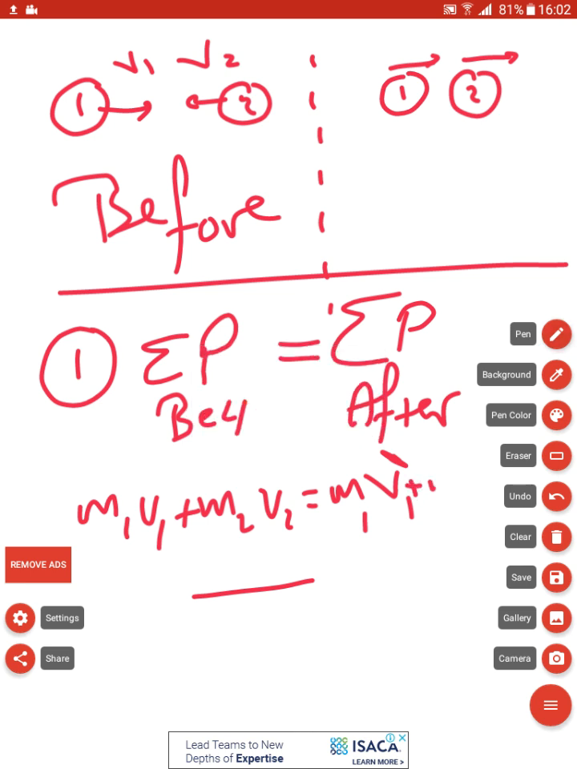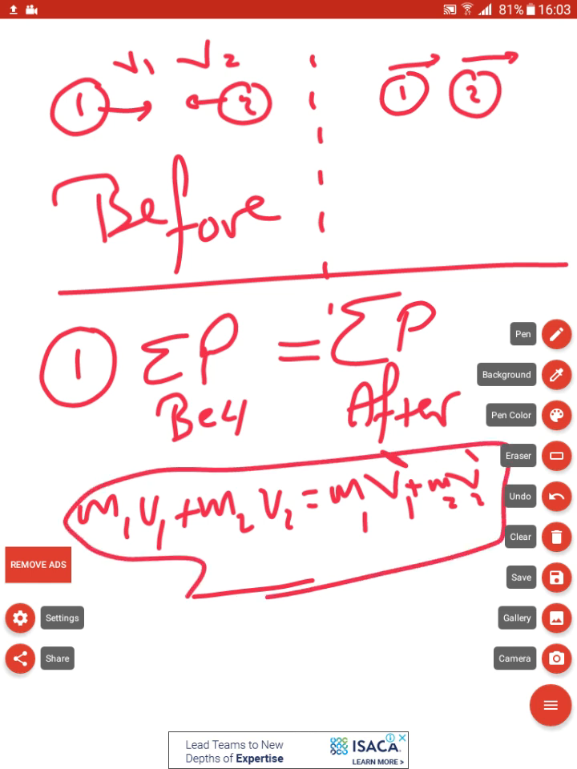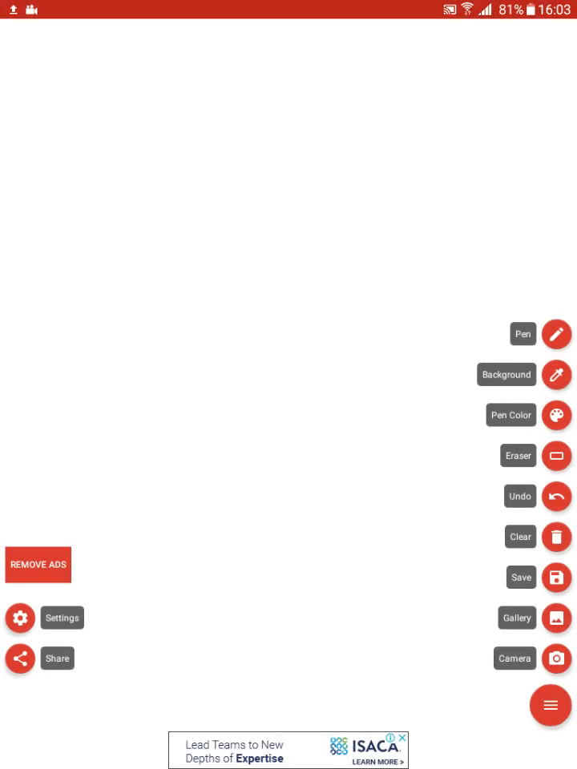Okay, plus m2 v2 after collision. This is a must, okay? The total momentum before has to be the total momentum after collision.